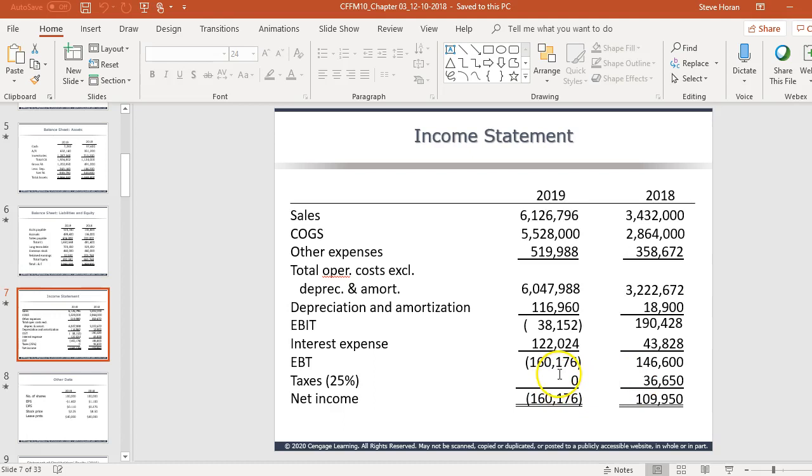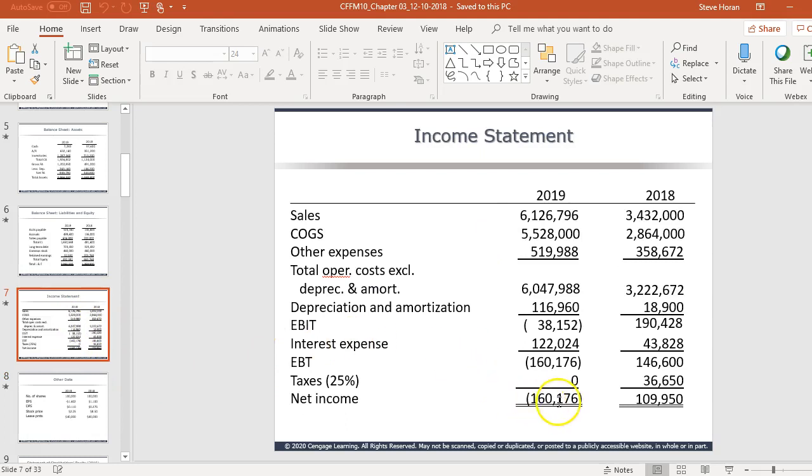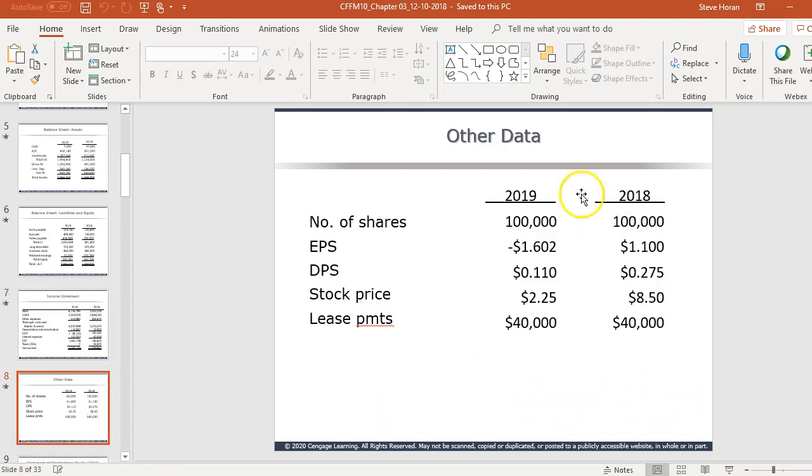And I have a loss here, so there's not necessarily any tax bill in 19 like there was in 2018. Okay, so other data about the company: the number of shares, as I mentioned, didn't change because they did not issue more shares of stock. Their earnings per share is basically their earnings divided by the number of shares outstanding. So that would be the 160,176 and the 109,950 divided by 100,000, which is these two numbers here.